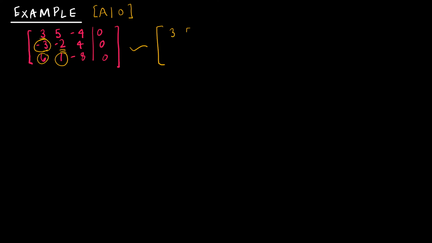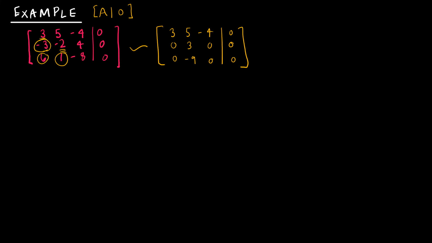Row 1 is going to remain the same. Row 2, I would take row 1 plus row 2 to get 0, 3, 0, 0. Row 3, I would take negative 2 times row 1 plus row 3, and that would give me 0, negative 9, 0, 0.